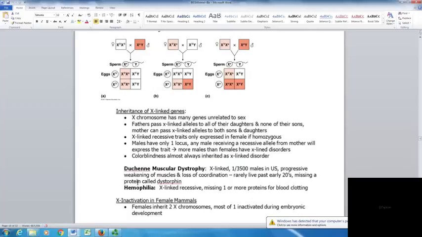X-linked recessive traits are only going to be expressed in a female if she's homozygous. So a female would have to inherit it from both parents. Males only have one locus, so any male that receives a recessive allele from their mother will express the trait. Therefore you have more males than females with X-linked disorders. Color blindness is one example that's almost always inherited as an X-linked disorder.